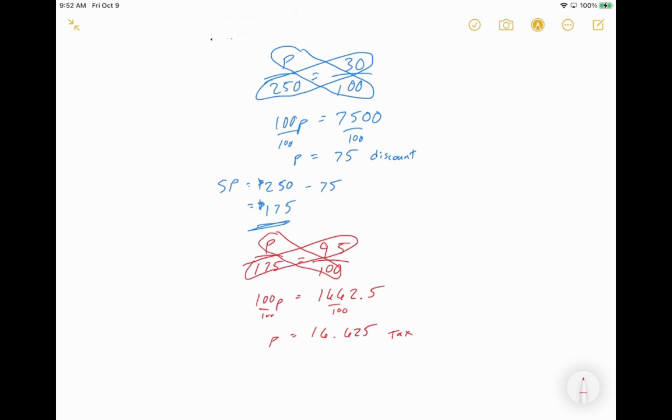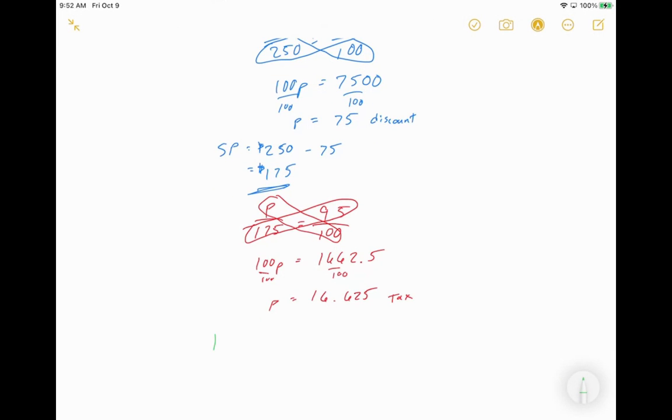All right, so now we got to add it, right? So our total price, I'll do it in a different color, is our total price is $175 plus our $16.625, which is going to equal to $191.63. Remember, the 5 makes the 2 go up.